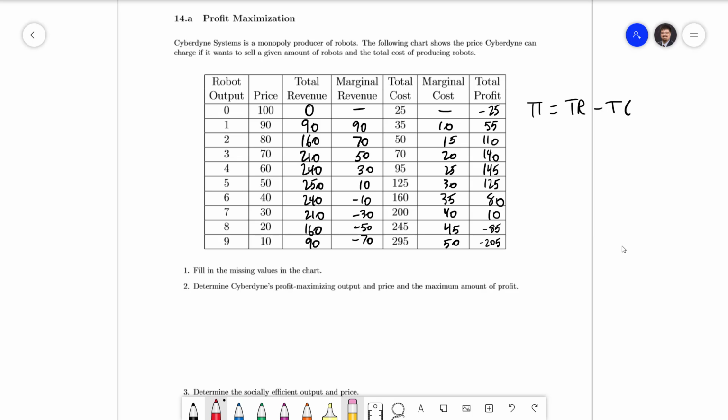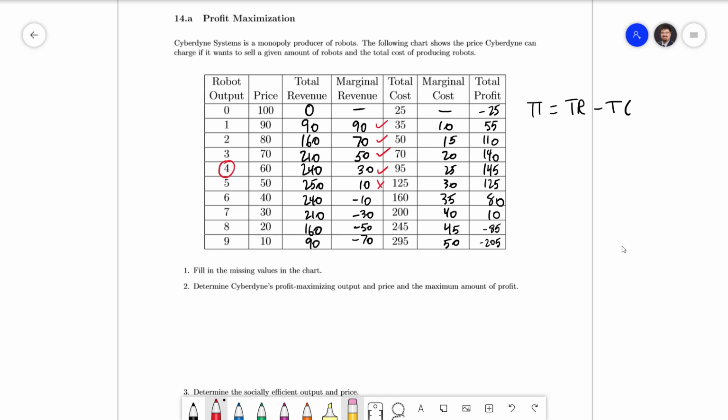To figure out the profit maximizing output and price, we want to increase output as long as marginal revenue exceeds marginal cost. For the first unit of output, 90 marginal revenue exceeds 10 marginal cost, 70 exceeds 15, 50 exceeds 20, 30 exceeds 25. But once we get to the 5th unit of output, 30 marginal cost exceeds the marginal revenue of 10, and so we want to stop at 4 units.